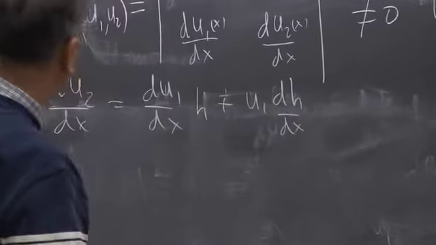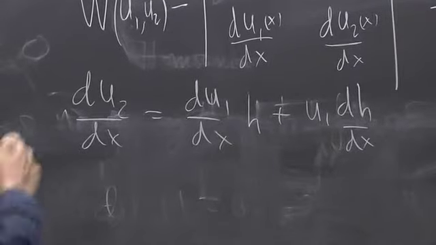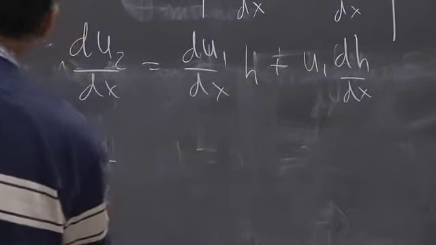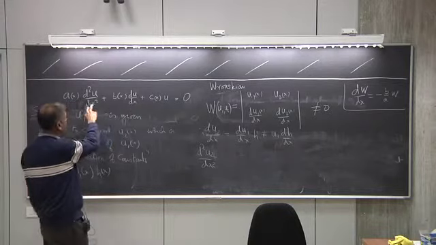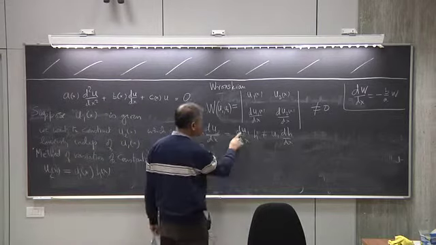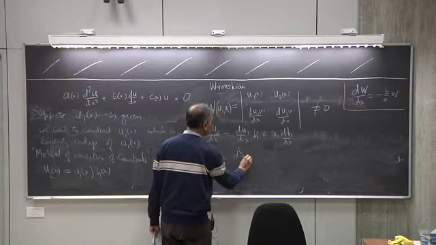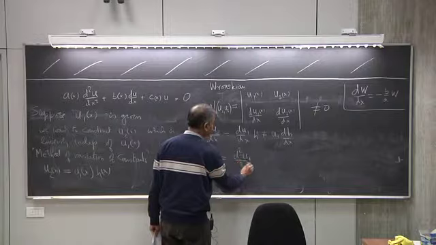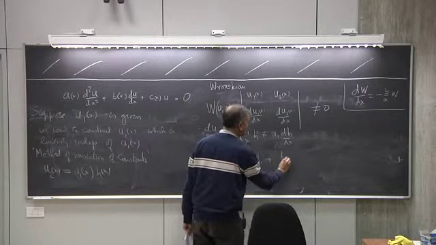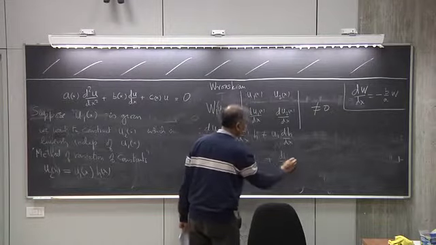Now let me take the second derivative, d2u2/dx2. I need that because I need to plug this here. So I need the first derivative and the second derivative. Well, let's again do the same thing. So there will be one term which will be d2u1/dx2 times h. Another term will be du1/dx times dh/dx.